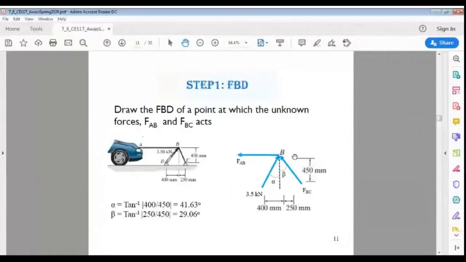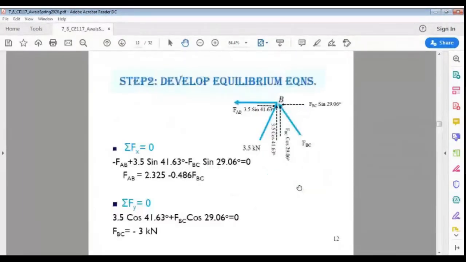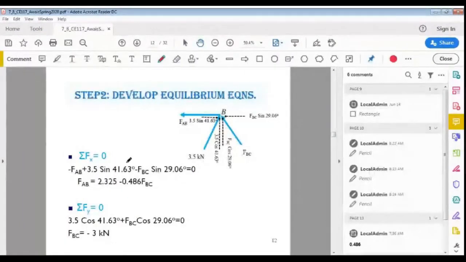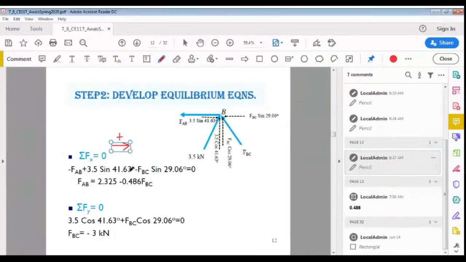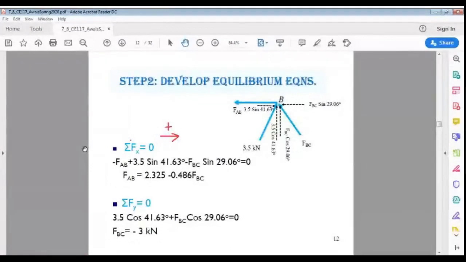We have two equilibrium equations, summation Fx and summation Fy. First of all, apply sum of all the horizontal forces must be equal to zero. Let's take the sign convention: the forces towards the right are taken to be positive, and forces towards the left are assumed to be negative. So this is minus FAB, and then the horizontal component of this force plus 3.5 sine of 41.63 degrees, and the x component of this force FBC is in the negative direction, so minus FBC sine 29.06 degrees, and it must be equal to zero if the body is in equilibrium. So we get one equation, FAB equals 2.325 minus 0.486 FBC.